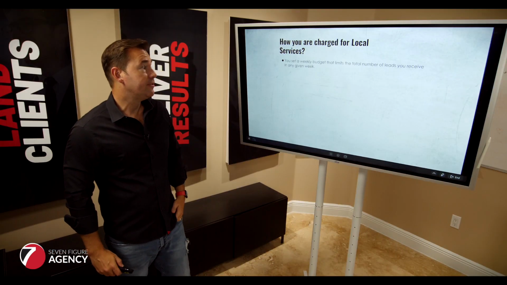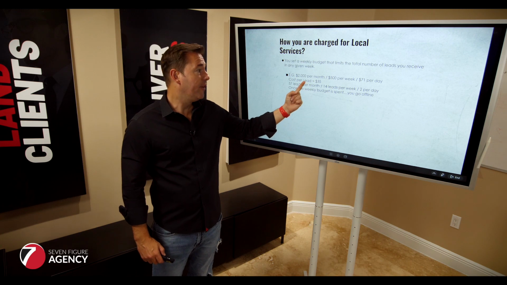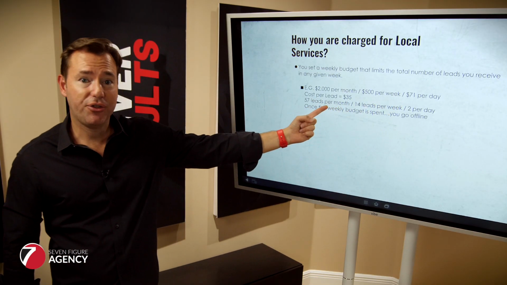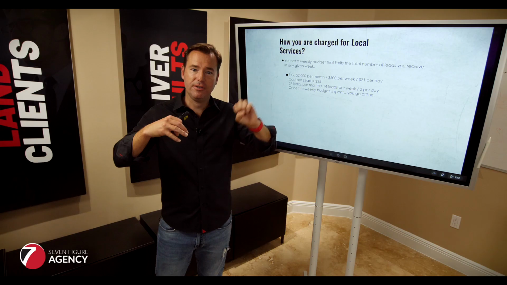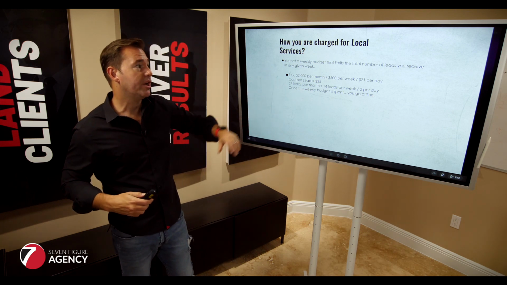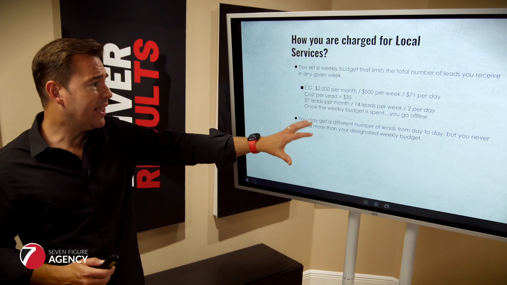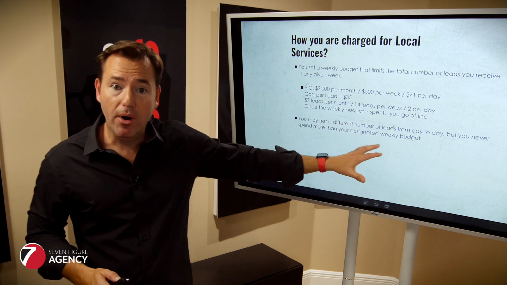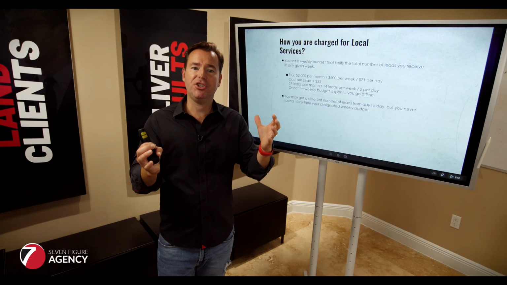The way they're charged, you set a weekly budget. If it's $2,000 per month, that's $500 per week. That means you've got $71 per day. If it costs you $35 per day, you're going to get a certain amount of leads, and then you're going to come out of the rotation. But Google does a pretty good job managing this budget so that you don't overspend. And you're going to get a different number of leads day to day, but you're not going to spend more than the weekly budget that you set up for your client. So you can confidently say, what's the monthly?